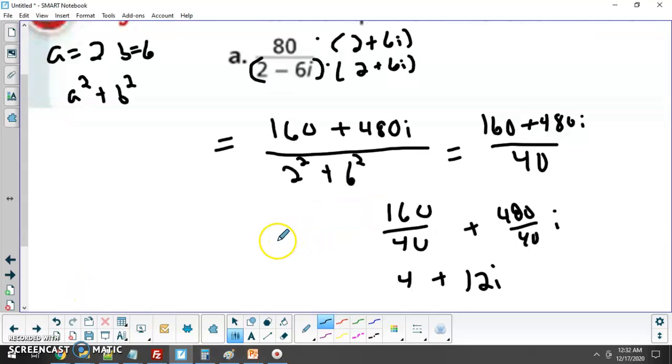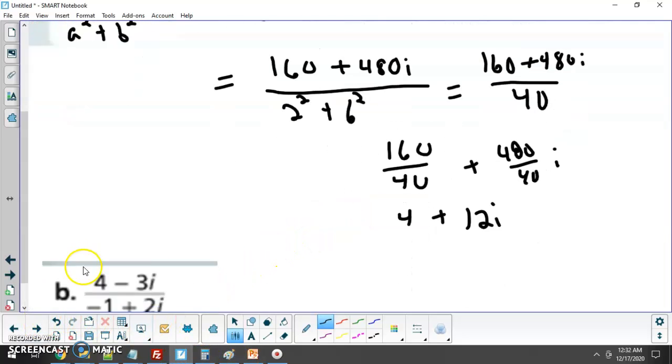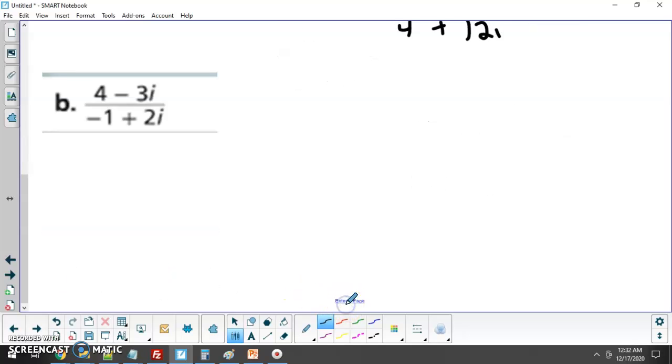So that's it for the try it problems. Now, there was one extra problem that we didn't get to. I'll do it for you guys real quick. It's very similar. First, you want to get rid of the i in the bottom. To do that, you need to use the complex conjugate again. So it's going to be negative 1 minus 2i this time. You're going to multiply the top and the bottom by that same thing. That's equivalent to multiplying by 1.